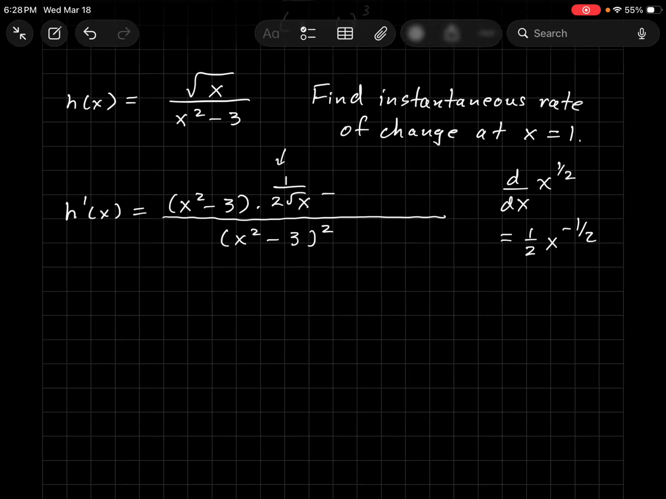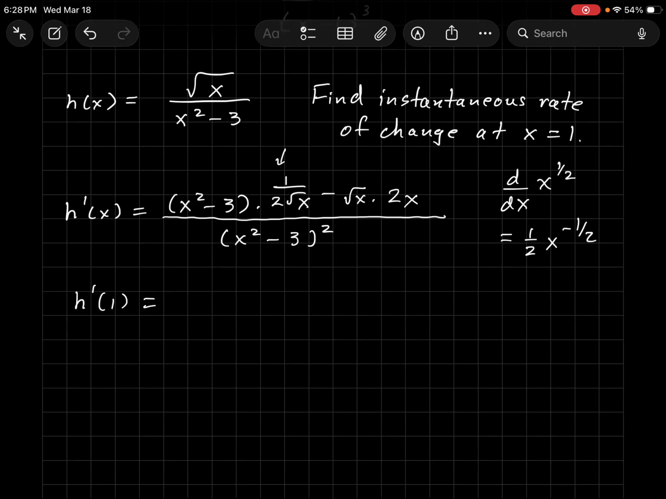Let's finish off our quotient rule. So minus, now we'll leave the original top alone, times the derivative of x squared minus 3, that is the bottom part, times 2x. And perhaps we could simplify this, but since I'm plugging in a value, we're going to find h prime of 1. Let's see if we can just plug it in here.